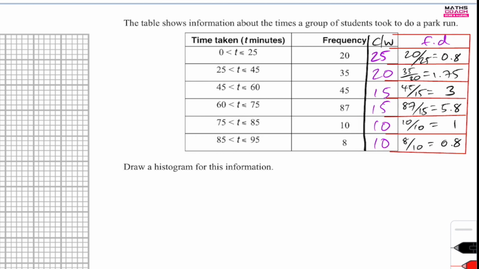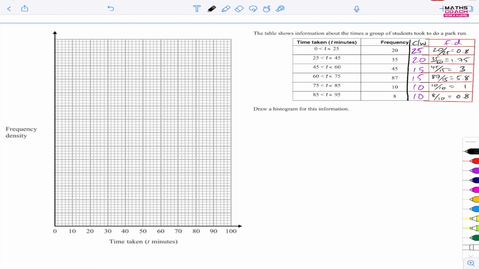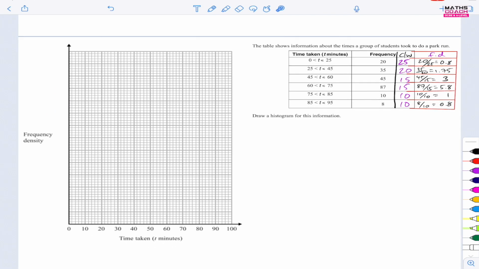Now, what do you notice here? This time, the frequency densities are not so friendly. So once again, we need to find a way where we can divide this axis up, which is the frequency density axis. Now, let's look at our numbers. It goes all the way up to 5.8. So we need to be able to accommodate a number like 5.8. And it starts off with really small numbers like 0.8. So we won't be able to do 1, 2, 3, 4 so easily. We have to put a bit more thought into this.